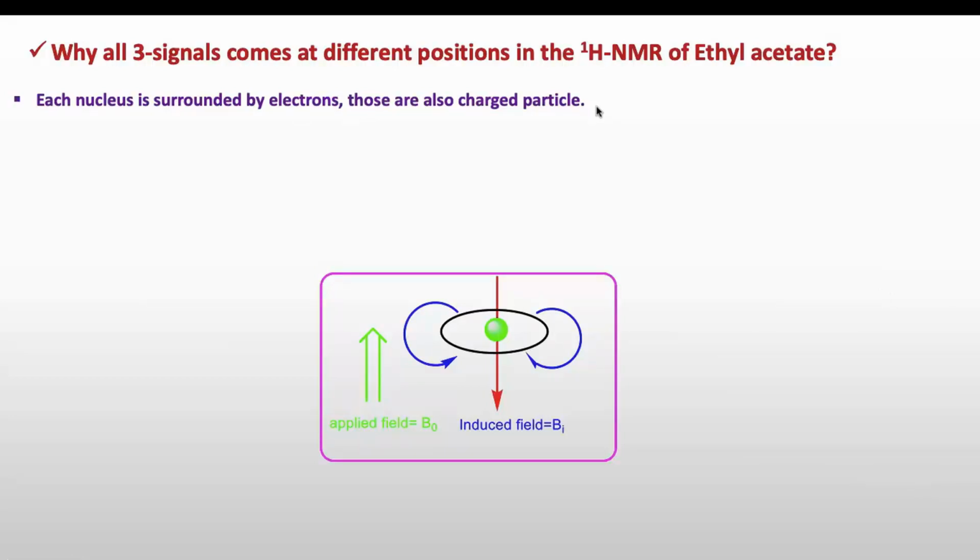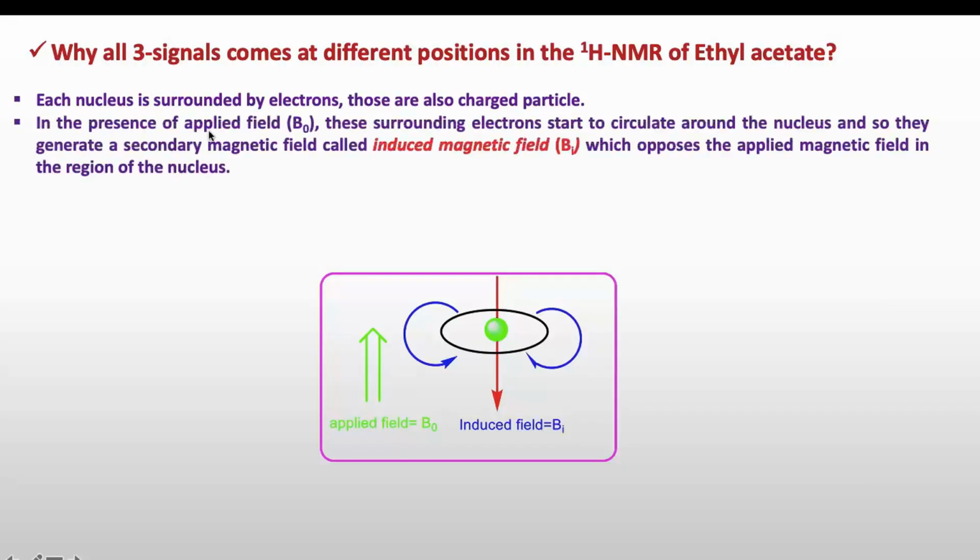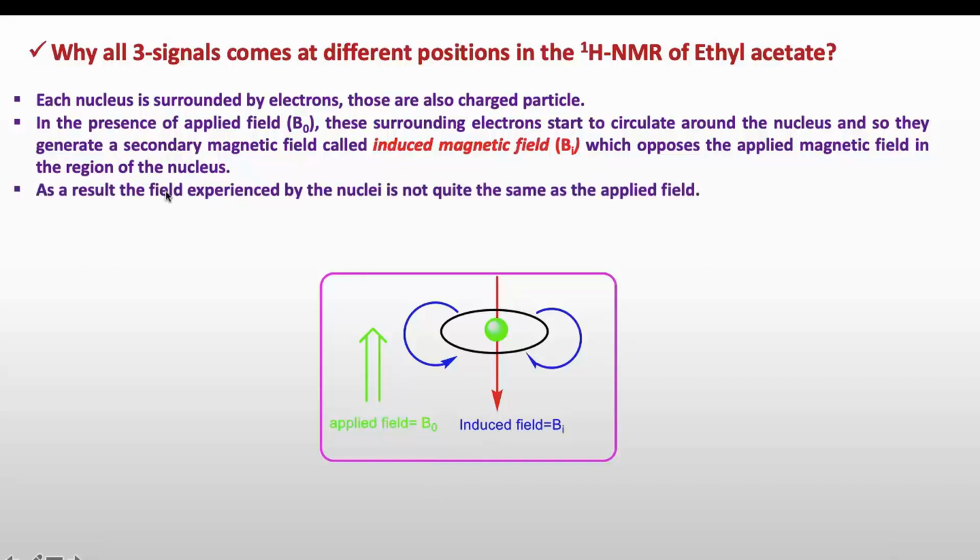Each nucleus is surrounded by electrons, which are also charged particles, and in the presence of the applied field, B0, these surrounding electrons start to circulate around the nucleus, and so they generate a secondary magnetic field called the induced magnetic field, Bi, which opposes the applied magnetic field in the region of the nucleus. So this is the applied field and this is the induced field, which is in the opposite direction of the applied field, meaning it opposes the applied field. As a result, the field experienced by the nuclei is not quite the same as the applied field.